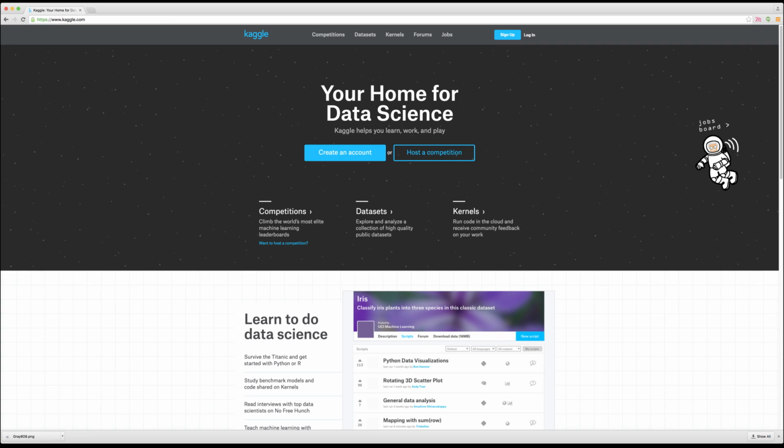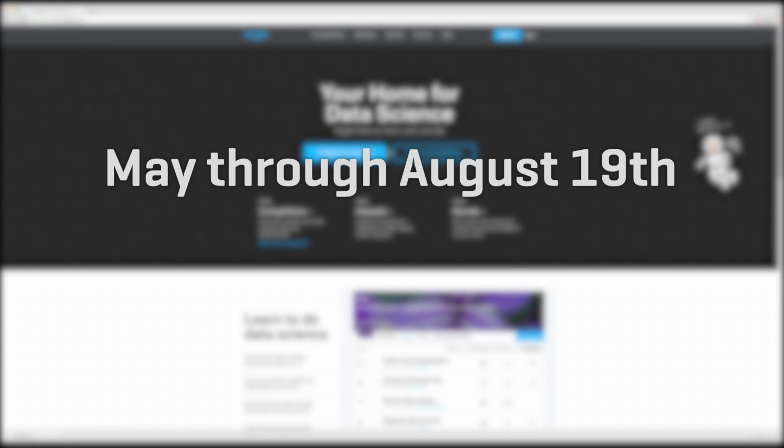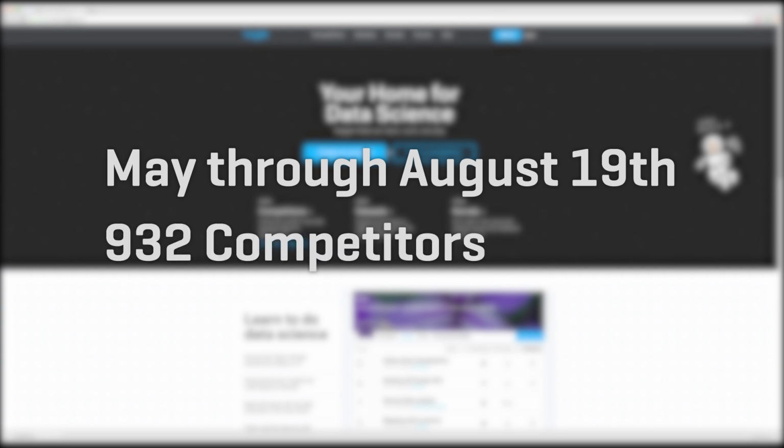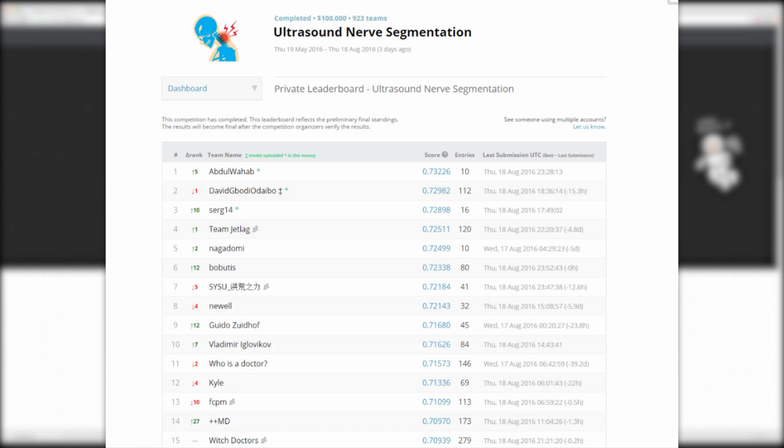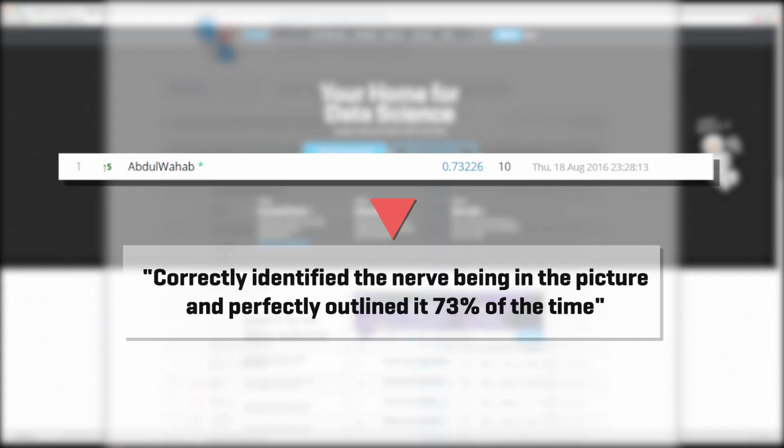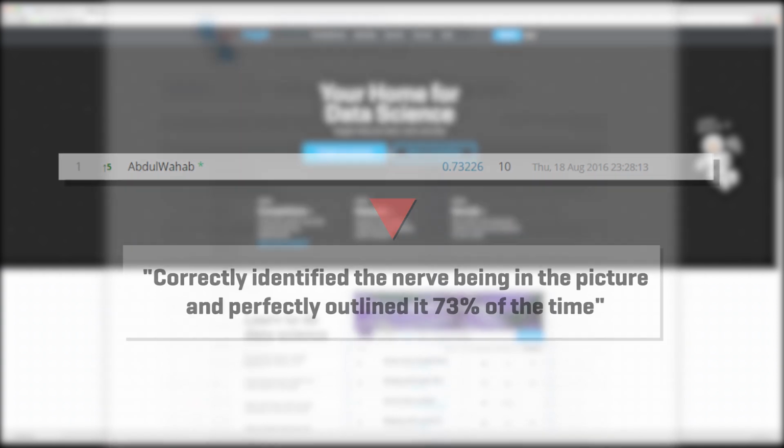Before we get into the A2i results, let's set a frame of comparison from the Kaggle contest. The contest was open from May 19th to August 19th, and 932 different data scientists in total competed. The top scorer had a score of about 0.73. Now you can think of this as saying that they correctly identified the nerve being in the picture and perfectly outlined about 73% of the time. Now our experiment isn't perfectly apples to apples, so remember we ignored the part about perfectly outlining the nerve, but this should still give you a flavor for how powerful A2i can be and what we accomplished in feature extraction if you assume we could get the outlining right later.